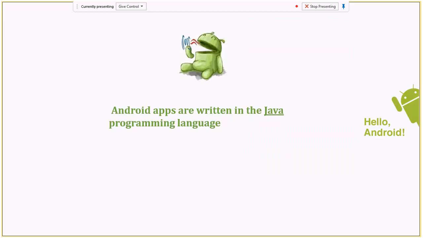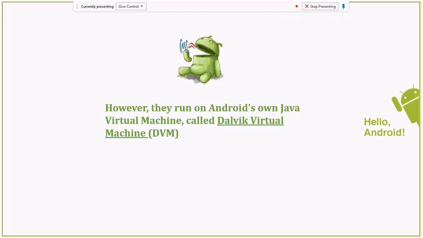Of course, it is common knowledge that Android apps are written in the Java programming language. However, they run on Android's own virtual machine, as I mentioned. They don't run on the JVM, the Java virtual machine. They actually run on something called the Dalvik virtual machine. We'll talk in more detail about why they needed the Dalvik virtual machine to run the apps. Why not the JVM? It is towards performance.